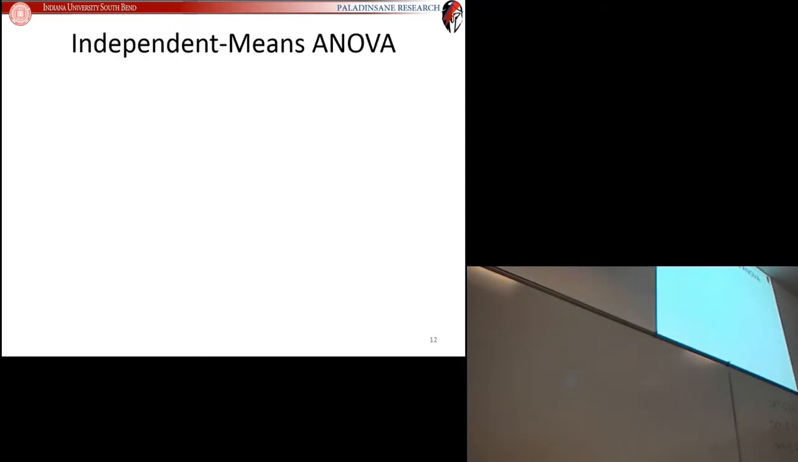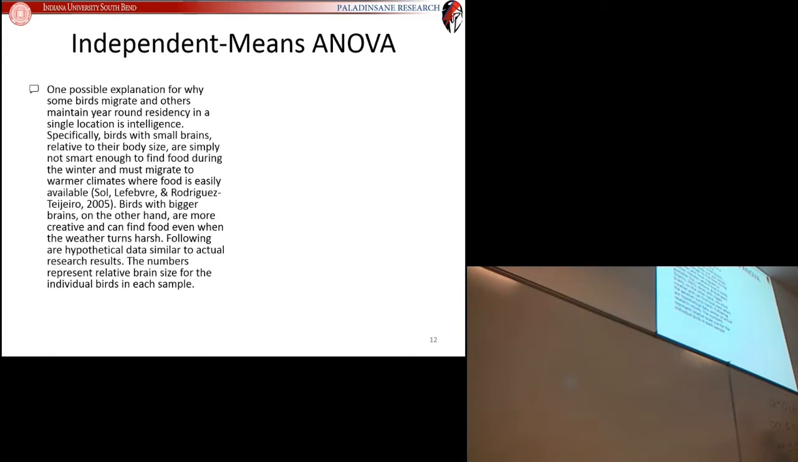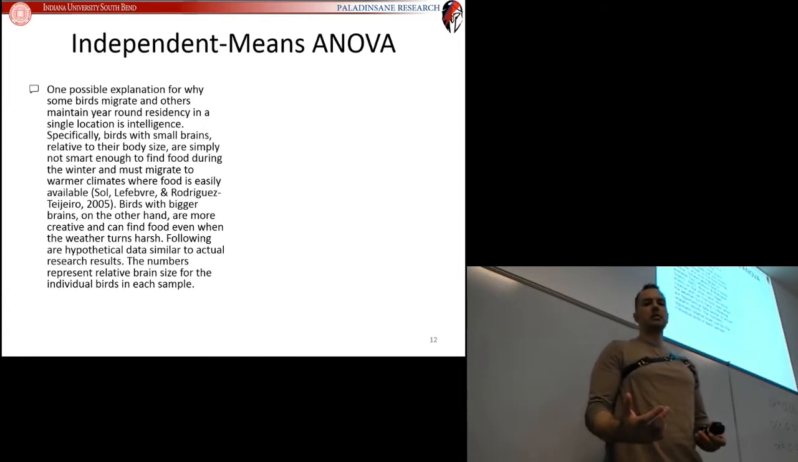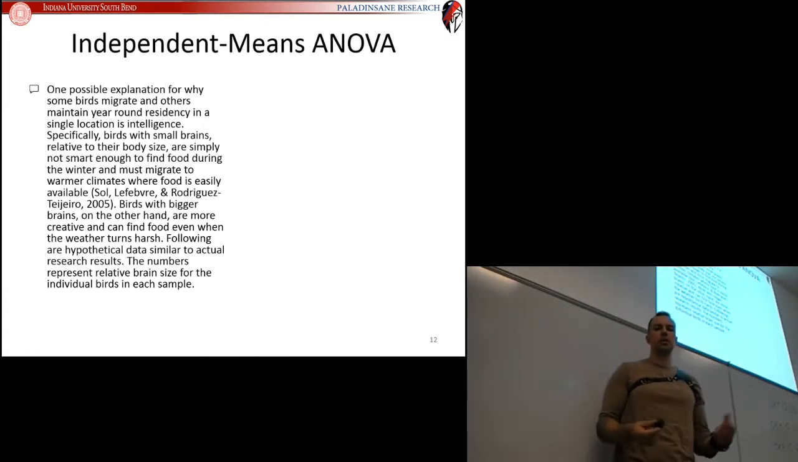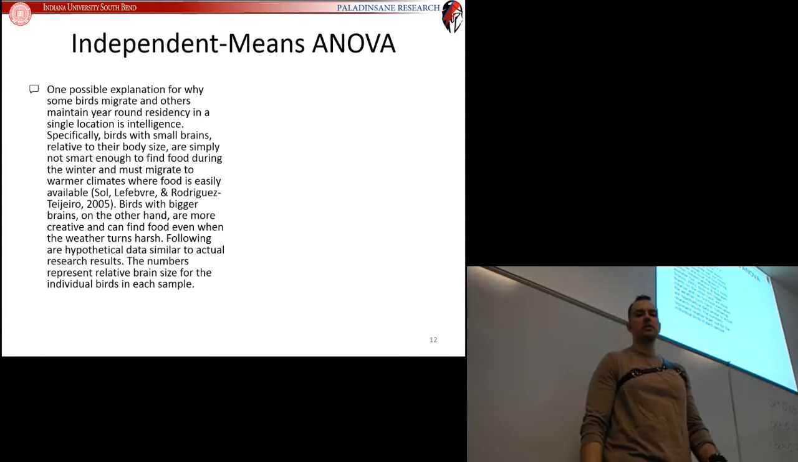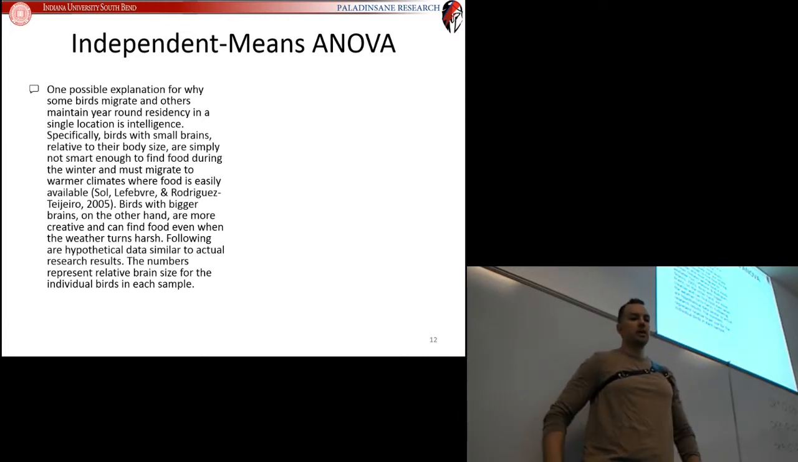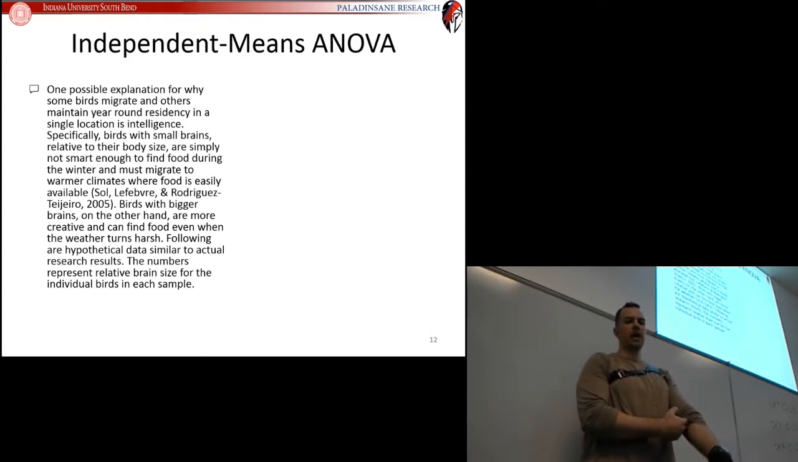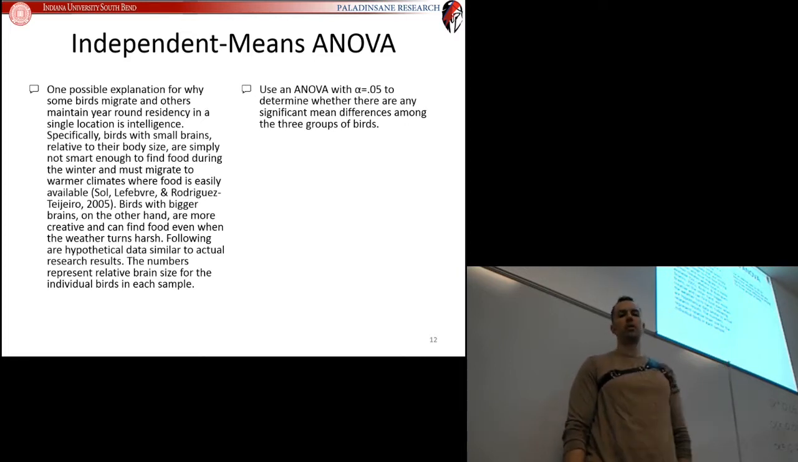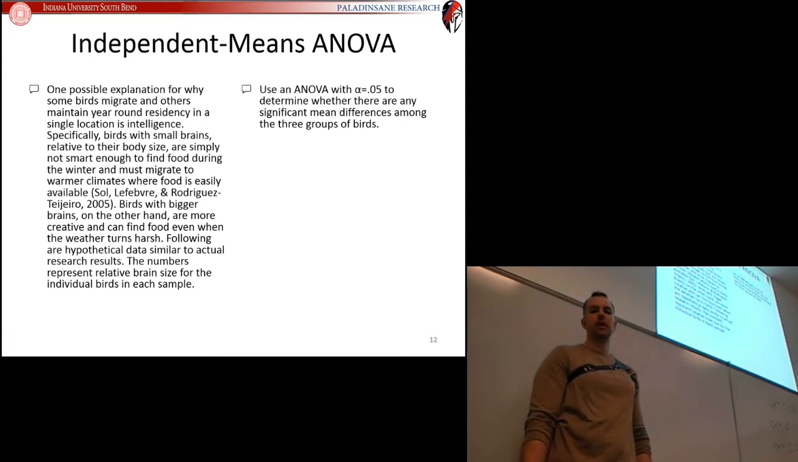Alright, so independent means ANOVA. Here's the situation. One possible explanation for why some birds migrate and others maintain year-round residency in a single location is intelligence. Specifically, birds with small brains relative to their body size are simply not smart enough to find food during the winter and must migrate to warmer climates where food is easily available. Birds with bigger brains, on the other hand, are more creative and can find food even when the weather turns harsh. Following our hypothetical data similar to actual research results, the numbers represent relative brain size for the individual birds in each sample. We're going to use an ANOVA with an alpha of 0.05 to determine whether there are any significant mean differences amongst the 3 groups of birds.